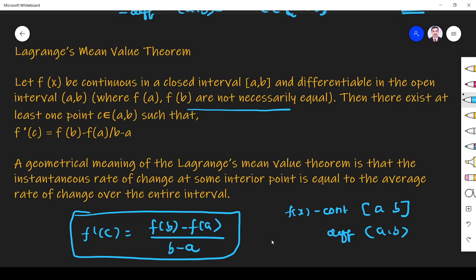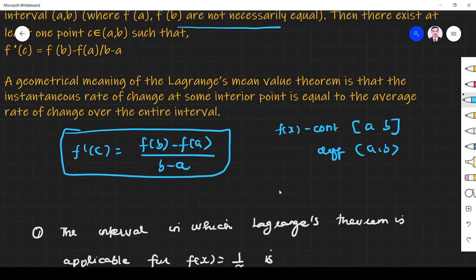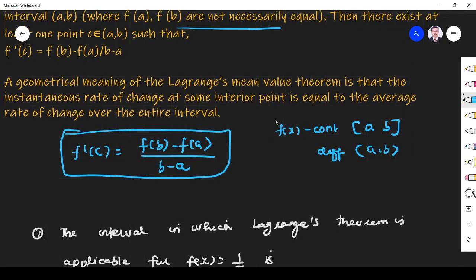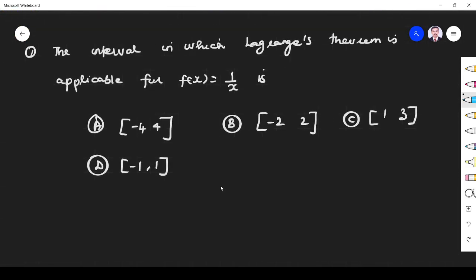Okay, so here f dash of c is equal to f of b minus f of a divided by b minus a, right? But the first two conditions are mandatory. The given function must be continuous in the closed interval and it must be differentiable in the open interval. Okay, let us see the problem.